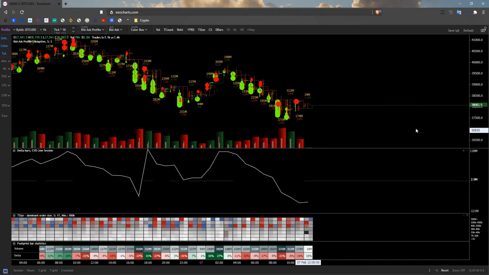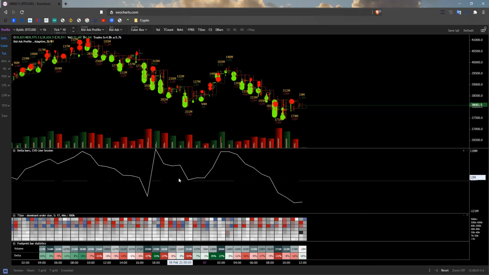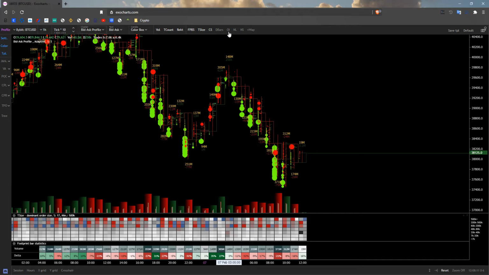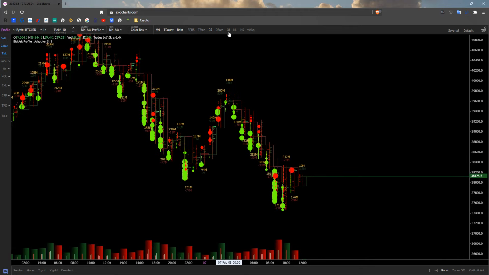The chart's getting a little crowded now because I'm just opening up everything to show you what you can do. But yeah, the CVD is a very interesting thing. You can go and look up a lot on that. I'm going to go ahead and turn that off, and turn some of these other things off because we're about to run out of room here.